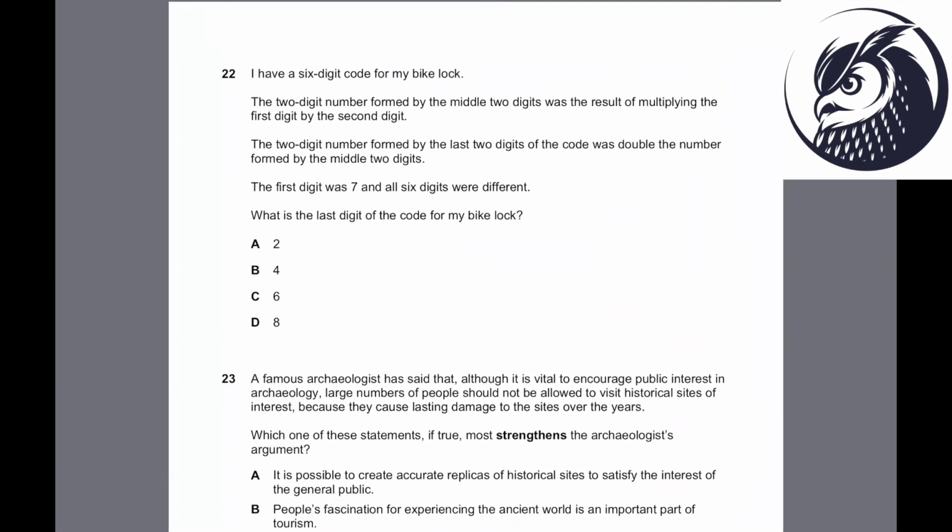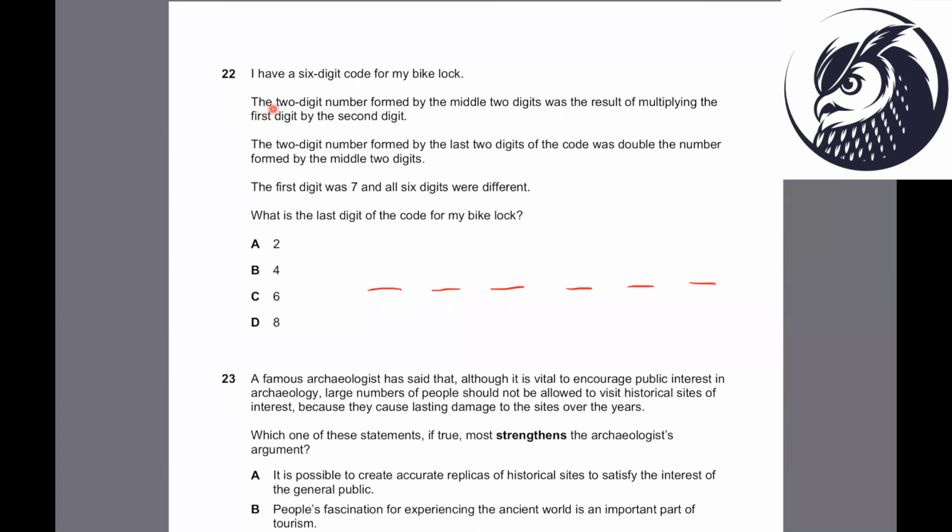So question 22 says, I have a 6-digit code for my bike lock, and it gives us a bunch of conditions. Again, remember, these types of questions, you've got to draw a diagram. You just have to. It visualizes all the information in one particular place. Okay, so first I'm going to start off by drawing a 6-digit code. So I'm just going to draw 6 lines that represent the numbers. And let's start reading through our conditions.